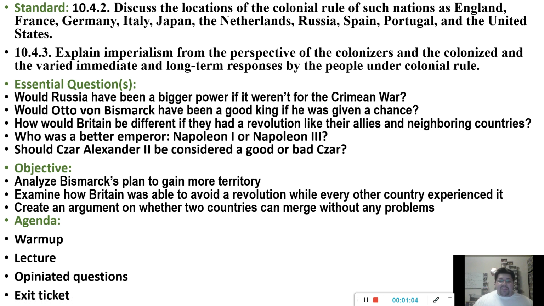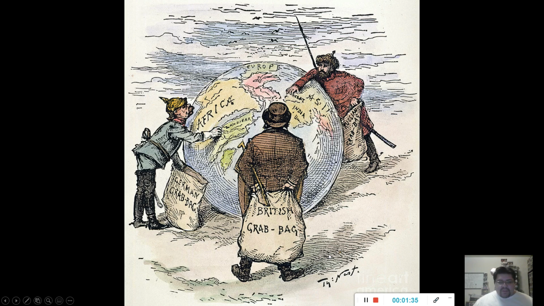So the objective today: we're going to analyze Bismarck's plan to gain more territory. We're going to examine how Britain was able to avoid a revolution while basically every other country in Europe was killing their king, queen, or putting them in prison, or exiling them. But Britain didn't. Britain was able to maintain their king and queen. We're going to look at how they did that. And then we're going to create an argument on whether two countries can merge without any problems.